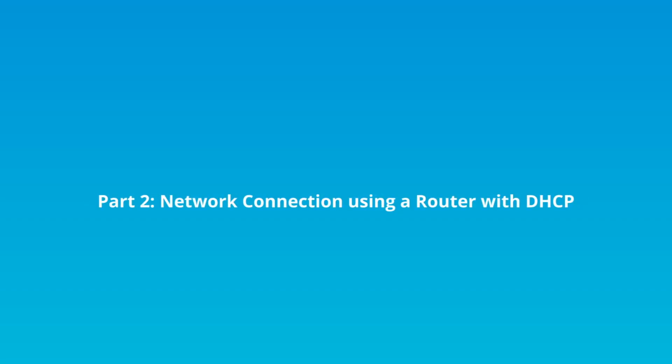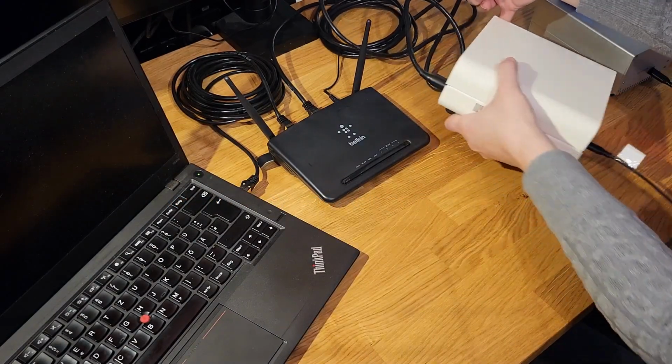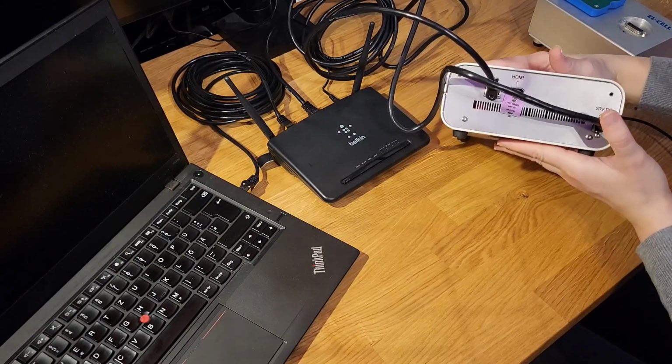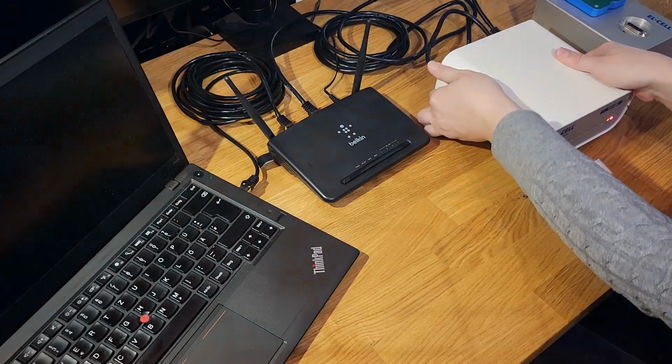In the second part of this tutorial, I will show you how to connect your PAT tester to the EL software server in a network with a router. To connect the tester, you need a network cable connected to your router or the existing network. Plug the cable into the tester's network port and ensure the LEDs light up properly.